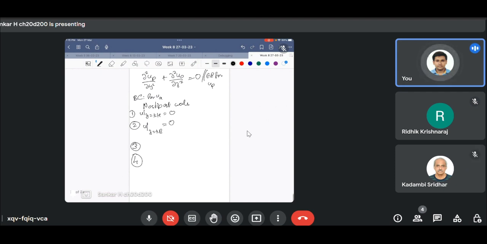And the third and fourth would be the stress free condition at the center, and that is ∂u/∂y at y equal to 0 should be equal to 0, and the fourth one is ∂u/∂z at z equal to 0 should be 0.